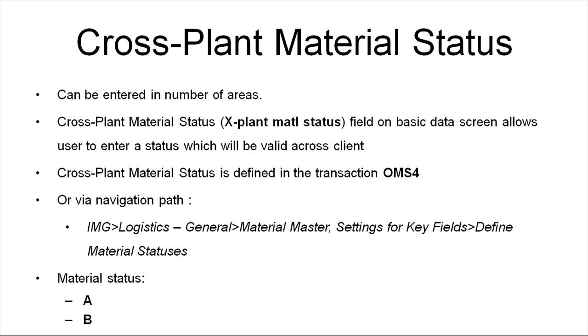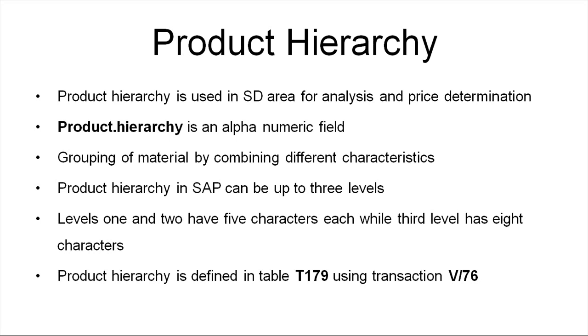It has a number of process areas such as purchasing, BOM, routing, production, production resource or tools, material requirements planning, plant maintenance, inventory management, warehouse management and cost estimate with quantity structure. Product hierarchy is used in the sales and distribution area for analysis and price determination.